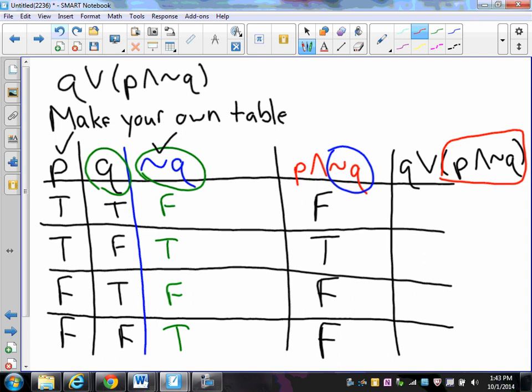I need to find Q. That's this column here, and P and not Q, which is this column here. So I'm using an or this time. So I have true or false, which is, sorry, true or false is true, because I just have to have one true. I have false or true, which is true. True or false, which is true, and false or false, which is false.